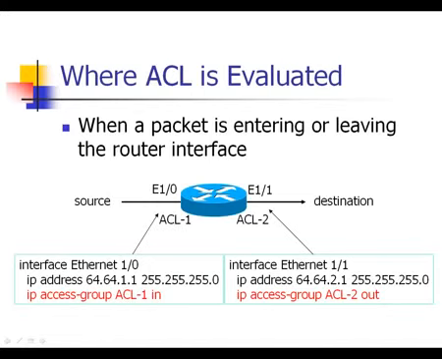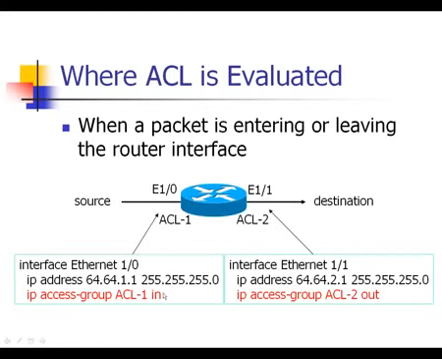a packet travels through a router, entering the router's Ethernet 1/0 interface, and it leaves the router through interface Ethernet 1/1. I can apply access list 1 to the incoming interface with the configuration shown on the left, and I can configure an access list to evaluate the outbound traffic with ACL 2.